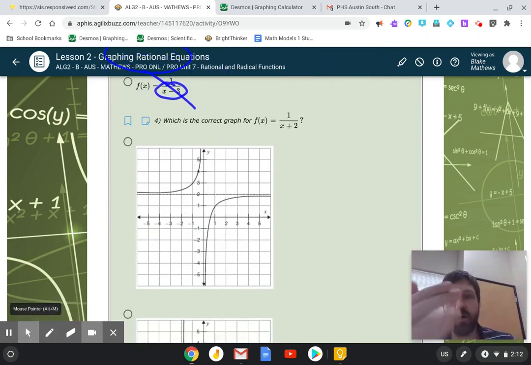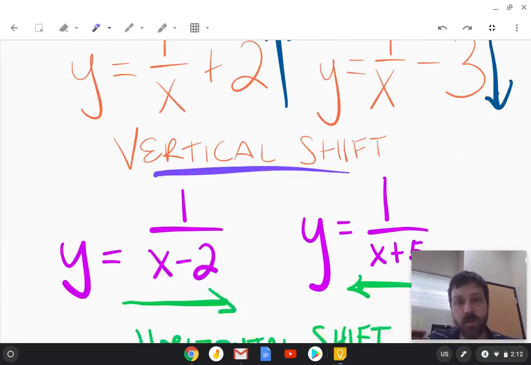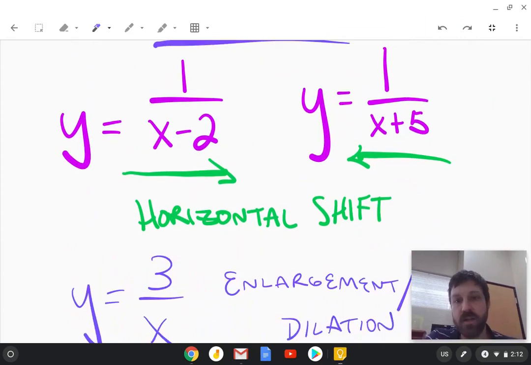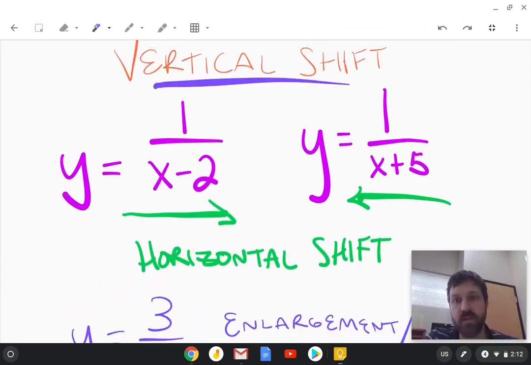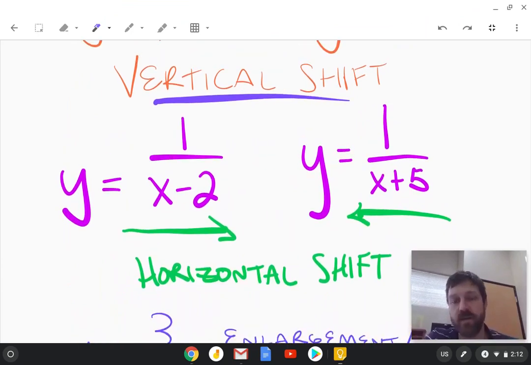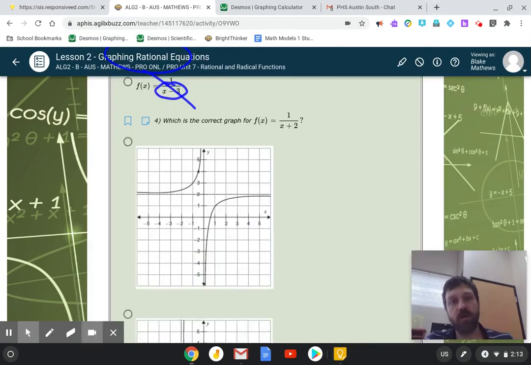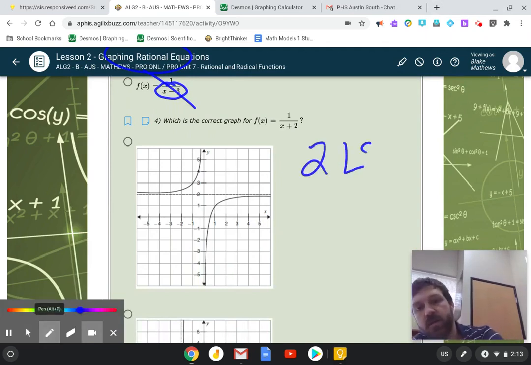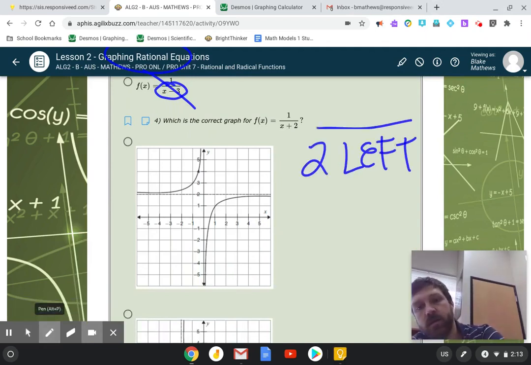What's the correct graph for 1 over x plus 2? Well, what happens when I add a number to the bottom? Well, we said when we add a number to the bottom, it shifts to the left. There's an example of that right there. Plus 5 means to shift to the left 5 units. So we're looking for one where the graph has been shifted 2 units to the left. I'll let you do that one on your own.